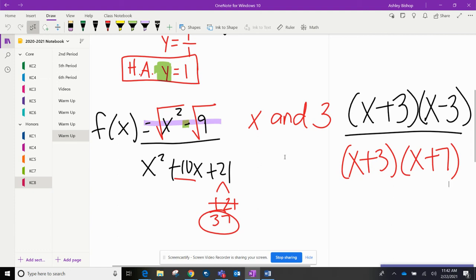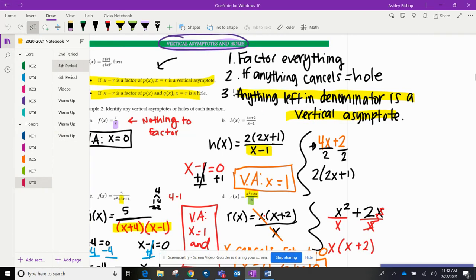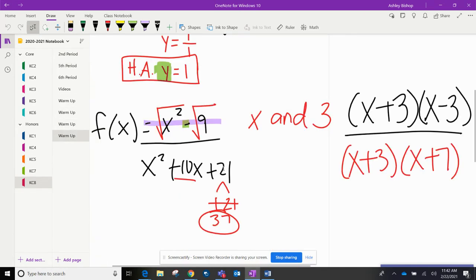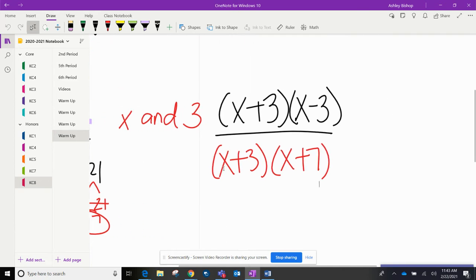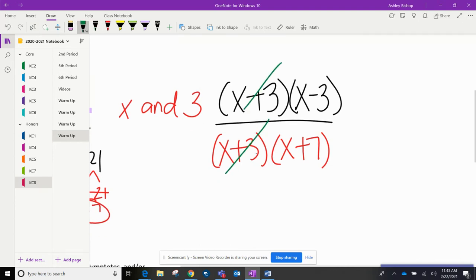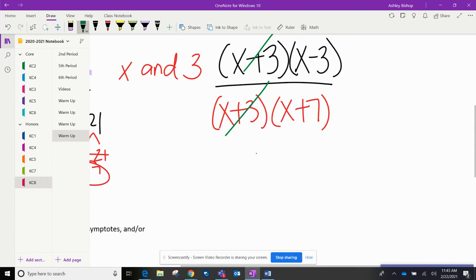Alrighty, so once you factor the top and the bottom, the next step in the notes on page 4 says if anything cancels, it's equal to a hole. Something cancels if you have the same thing on top that you have on the bottom. So I have an x plus 3 on top and an x plus 3 on the bottom. Now those don't just go away. Remember, anything that cancels is a hole. So the x plus 3's cancel.